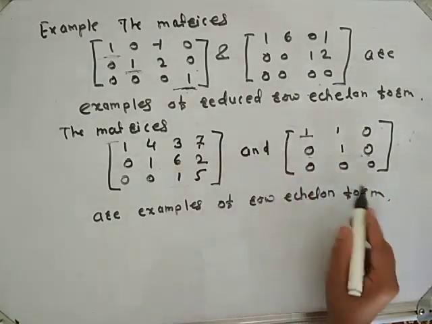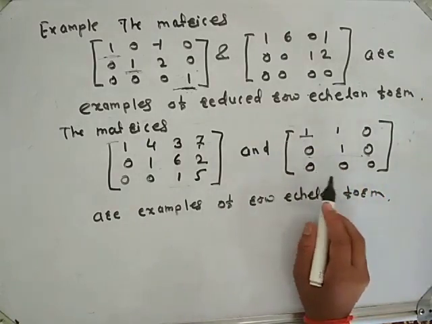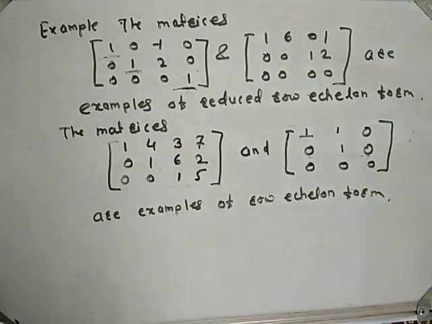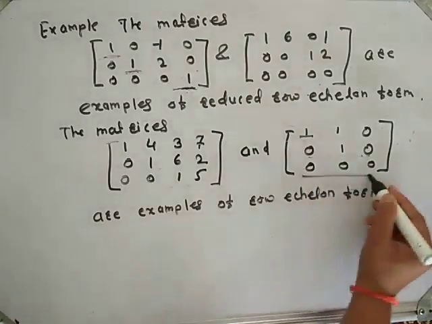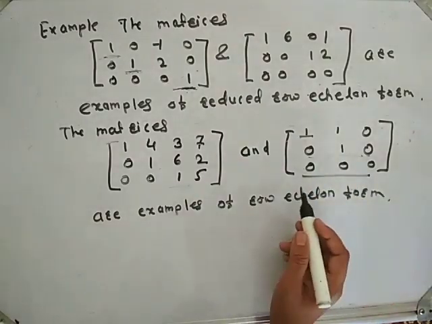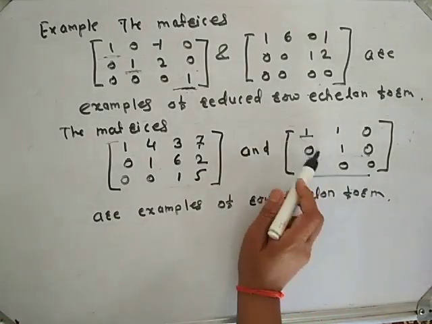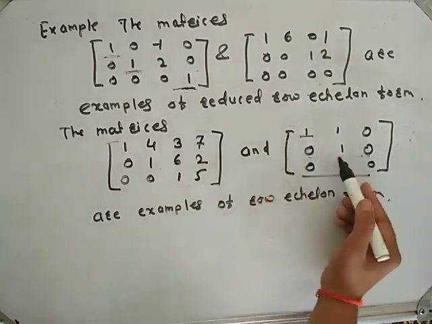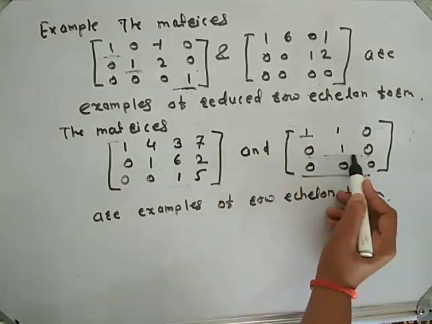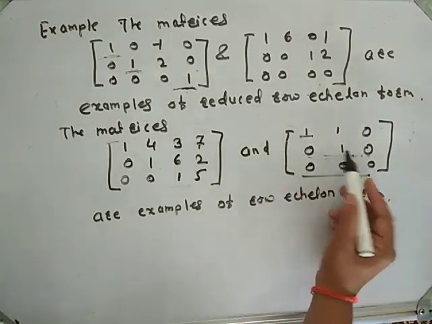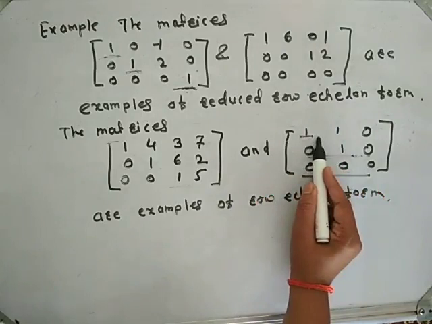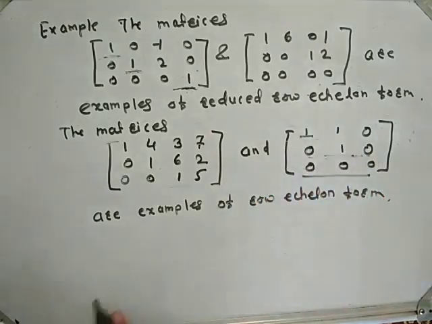Okay. Means the first property is satisfied, and the zero row is at the bottom of the matrix. That's why the second property is also satisfied. And third, if we think about these two successive rows, then the leading one in the second row occurs further to the right than the leading one in the first row. Okay. These are the examples of row echelon form and reduced row echelon form.